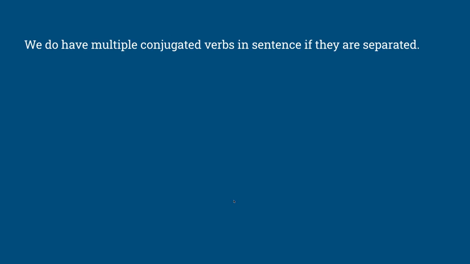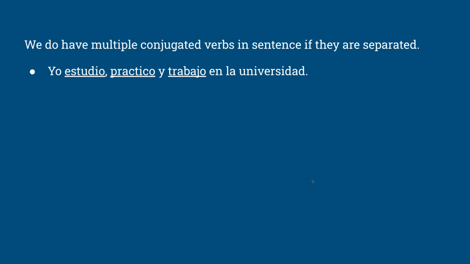We do have multiple conjugated verbs in a sentence if they are separated, and they might be separated by commas, they might be separated by a conjunction. So here's a great example. Yo estudio, practico y trabajo en la universidad. All three of those are conjugated. They agree with the yo form. They can all be conjugated in the same sentence because they are separated. There's a comma here. There's the word and here. So that's how it works.